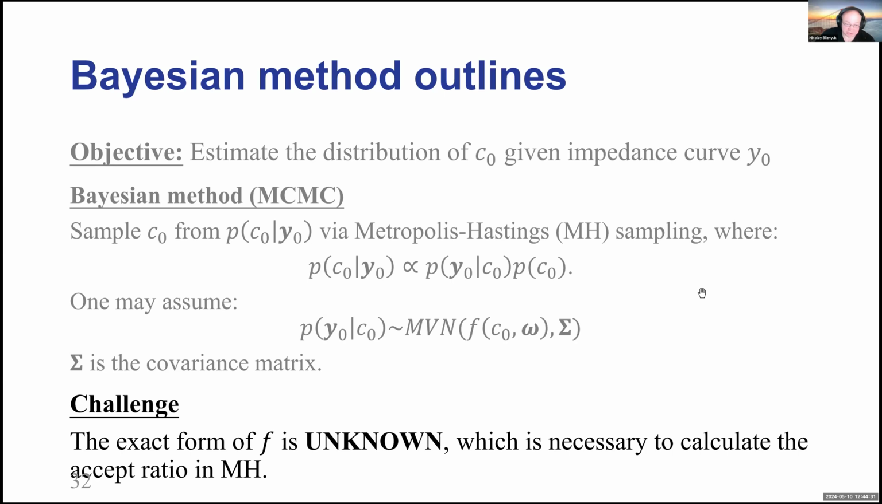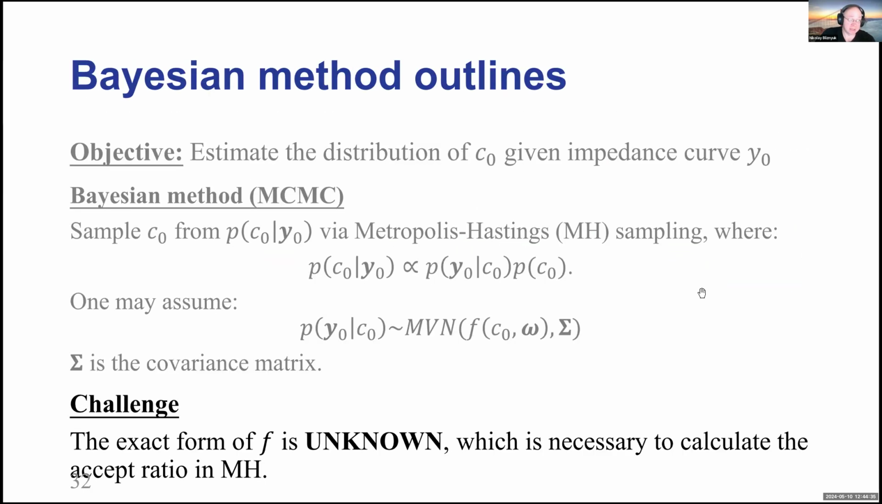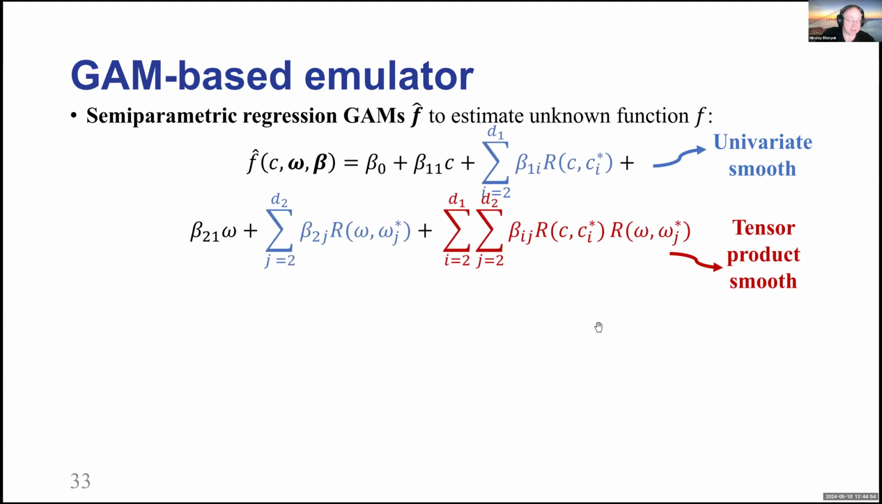I'll just say that this is important to address. And so, how can one get our hands on f? Well, we cannot. What we can do instead is to build an approximation to f. So in the literature about computer models, f is known as simulator, and approximation to f is known as emulator. And here we are trying to emulate f with this generalized additive model.